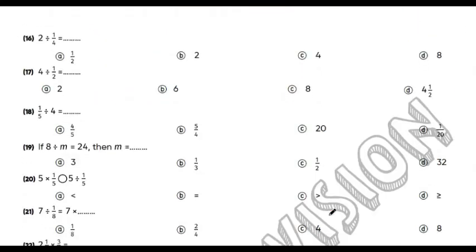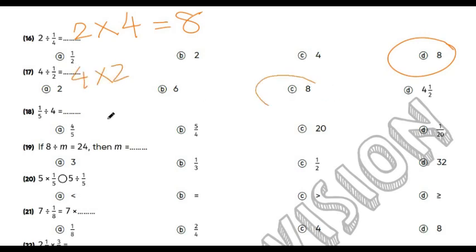Okay, now we go to the dividing equations. And you have to remember this rule, always keep, change, flip. So we keep the 2, change the divide into times, flip the 1 over 4 into 4 over 1 or 4. So 2 times 4 equals 8. The next one also keep, change, flip, 4 times 2 equals 8. 1 over 5, keep, change divide into times, flip 4 into 1 over 4, then the answer will be 1 over 20.